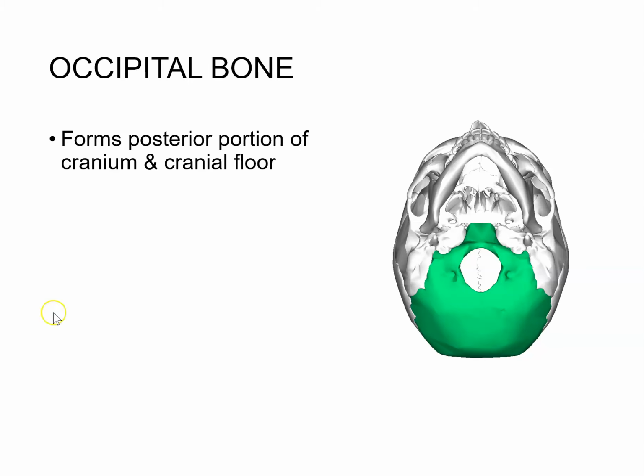The occipital bone. The occipital bone is the bone that is at the base of your skull, the very lower back part of the skull. It too has a giant hole in it. This was the foramen magnum, the large hole that the spinal cord goes through.